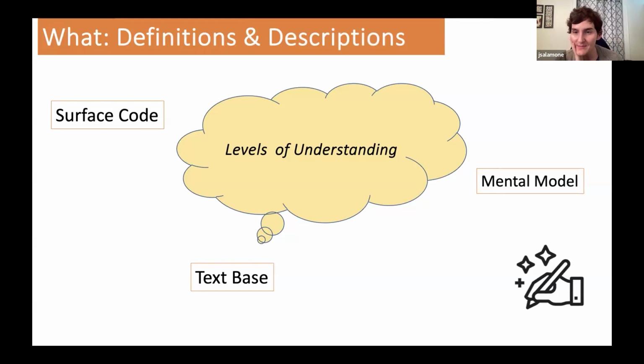So Denise writes, surface code equals decoding syntax. Jennifer wrote text-based, supporting with evidence. Interesting ways of thinking about this. Okay. Aviva writes mental model, the larger representation of the text, words on the page, plus background knowledge. Melinda's surface code is the exact words. Nina put surface code literal. Karen wrote mental model, what you think. Beth put mental model experiences. Yeah. Okay. All right, cool.